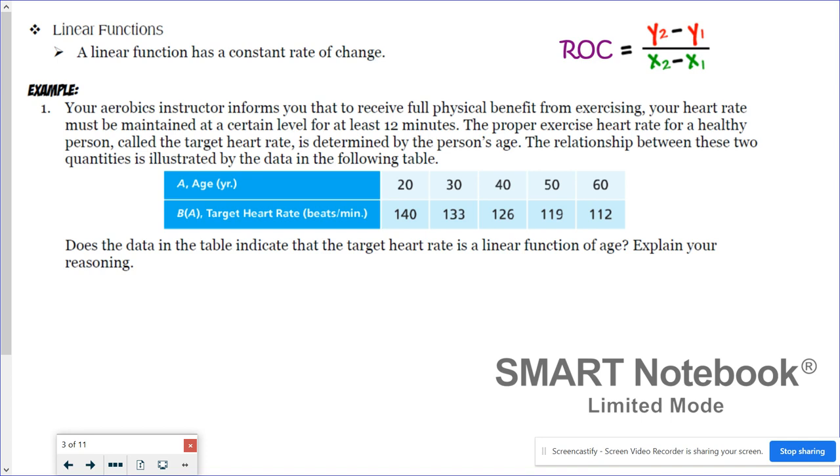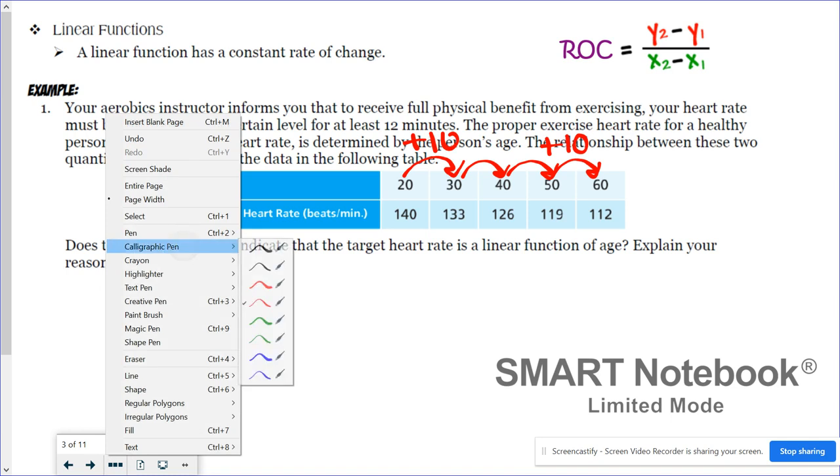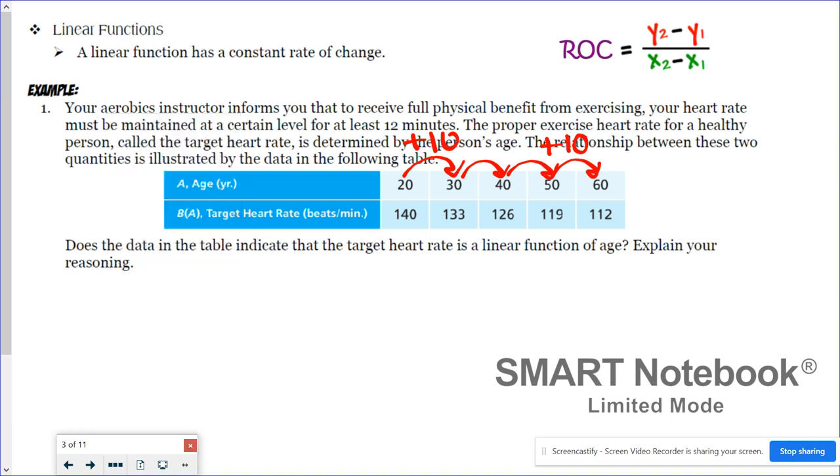Well, let's take a look at how each of our quantities are changing, okay? So I can see that in that first interval, the age is increasing by 10. It continues to do so throughout the table, okay? So my input values are constantly increasing by 10. So let's take a look at my output values. What are they doing? They're going from 140 to 133. So that's a decrease of 7. Then they go from 133 to 126, which is another decrease of 7. And I see that it continues to decrease by 7.